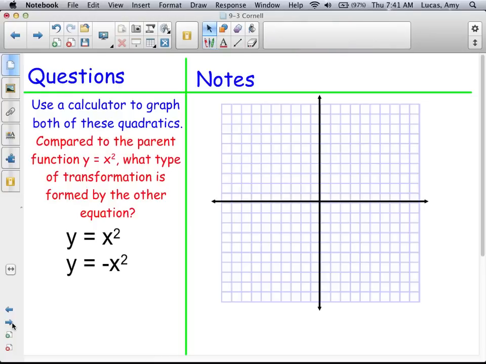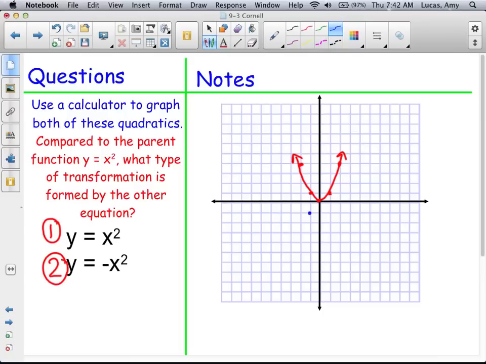Okay, our last type of transformation for today. Start with the parent function again. So our parent function, we are only comparing one new graph to it, and that is y equals negative x squared. What happens when you graph this on your graphing calculator?